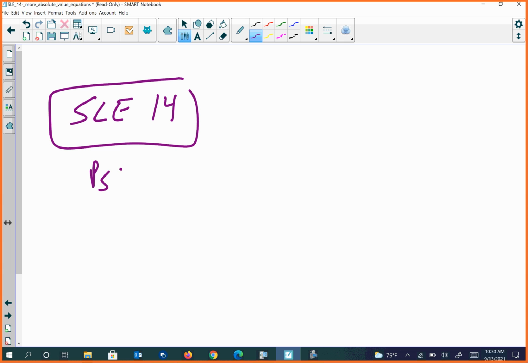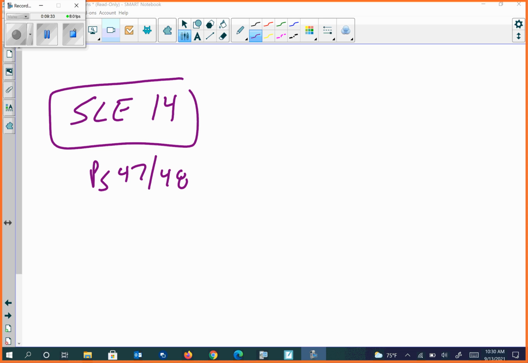I'd like you to go ahead and get a start on SLE number 14, which is pages 47 and 48. If you need a picture of it, I'll have my book up here so you can take a picture of the front and the back. And those of you, let me just solve this.